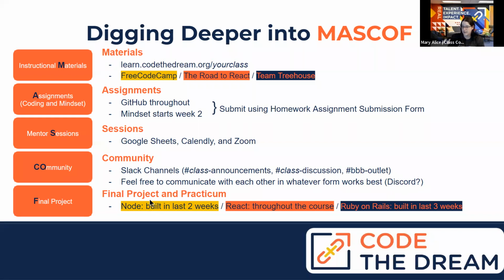Okay, final project and practicum. So for the Node class, your final project is going to be built during the last 2 weeks of class. So the first 15 weeks of class, you're doing individual projects to kind of learn what Node is and what Express is and testing tools and all that kind of stuff. And then the last 2 weeks is when you're going to be focusing on building your own project yourself from scratch.